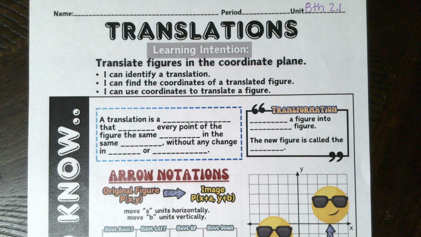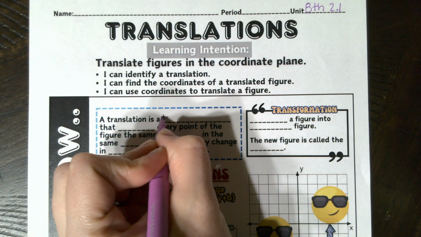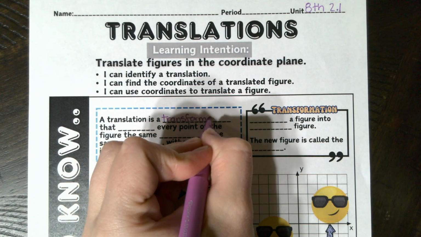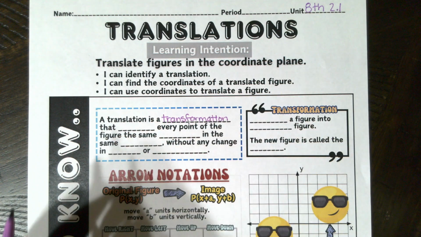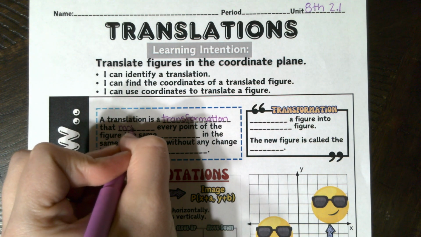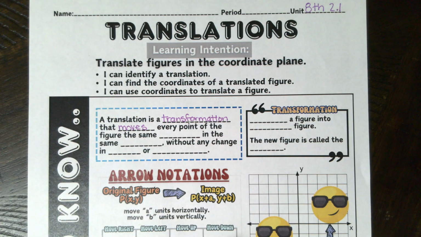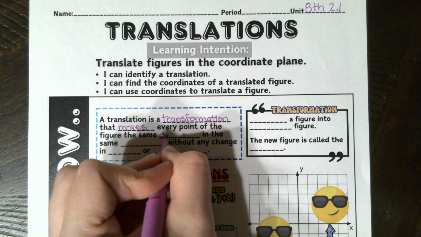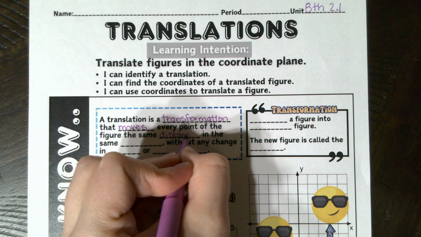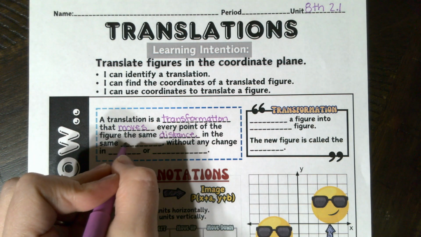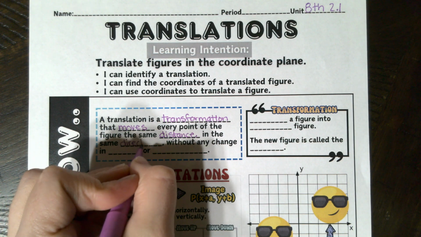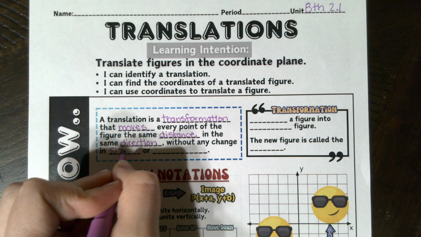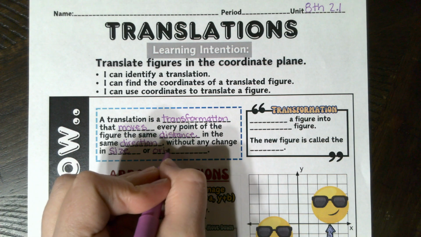So first, a translation is a transformation that moves every point of the figure the same distance in the same direction without any change in size or orientation.